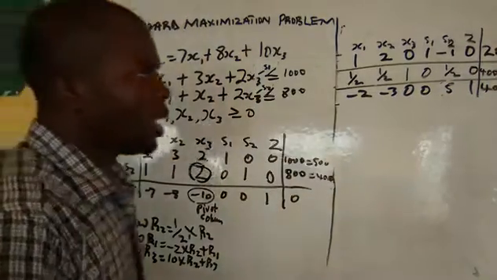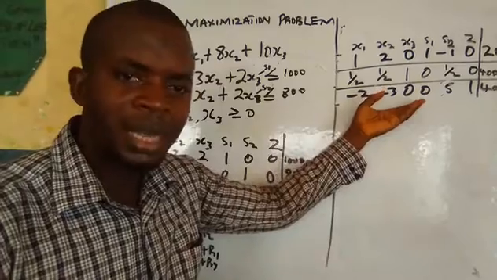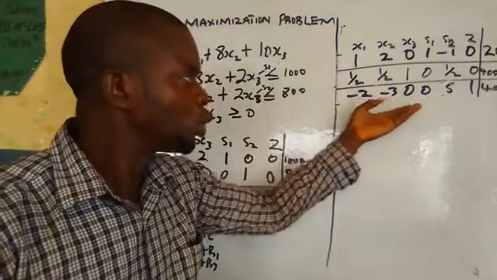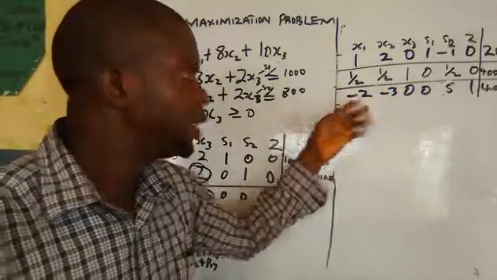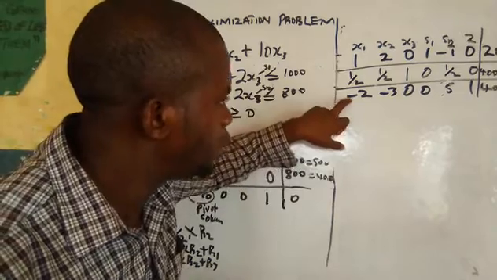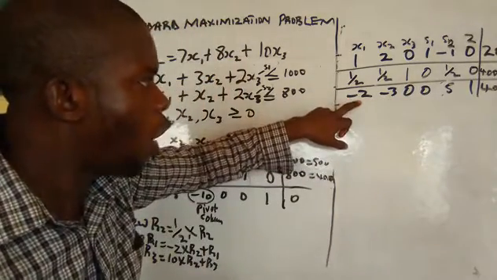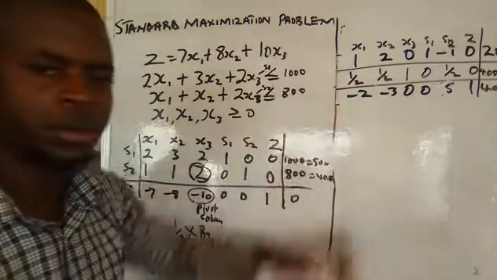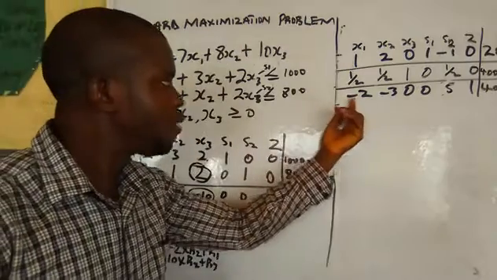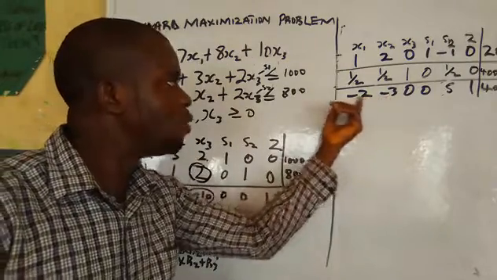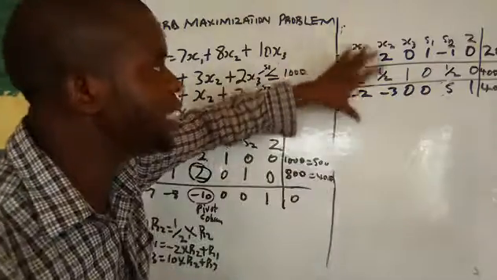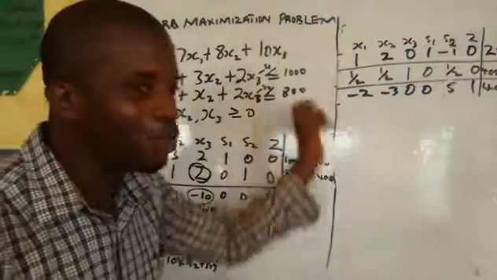Now, this is our simplest tableau. But are we going to stop here? We cannot stop until all the values on the bottom row become 0 or positive. So we still have negative here, until we don't have any negative here before we stop. So it means that we are going to start another table entirely.